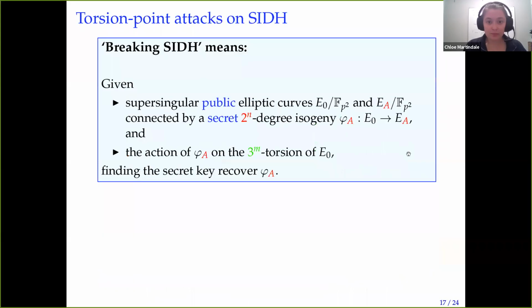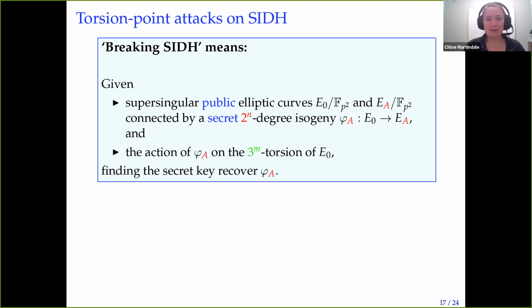Okay. So when I say breaking SIDH, I don't necessarily mean actually breaking the scheme. I just mean solving the isogeny problem, which I will almost always not mean breaking it actually.